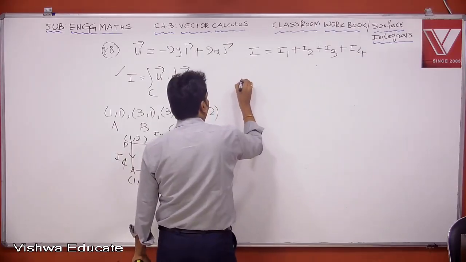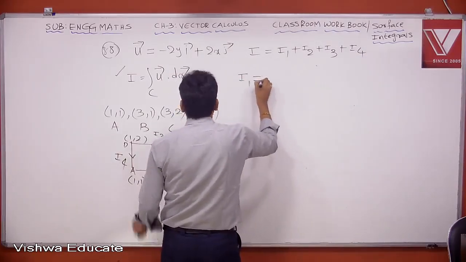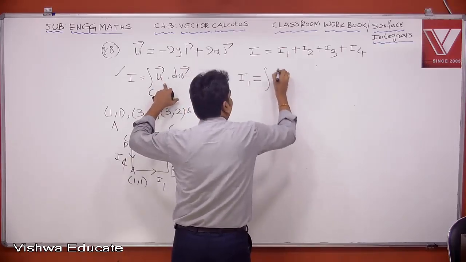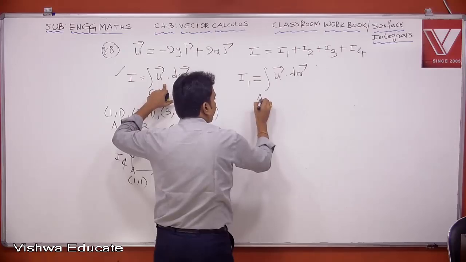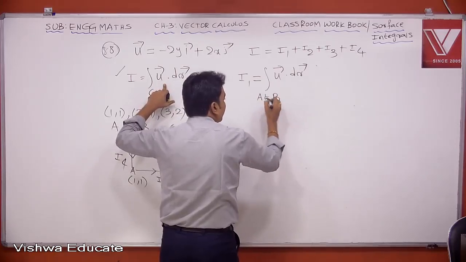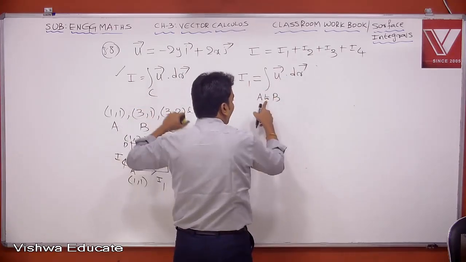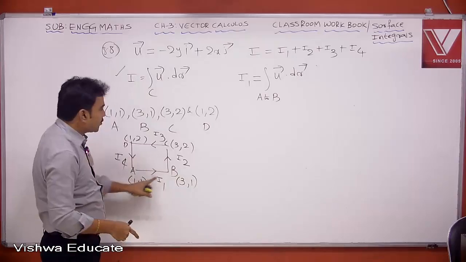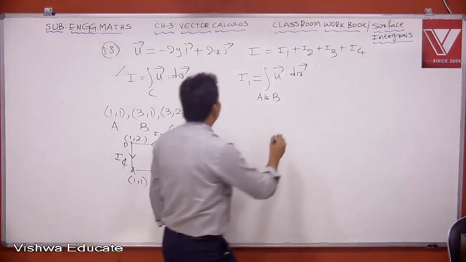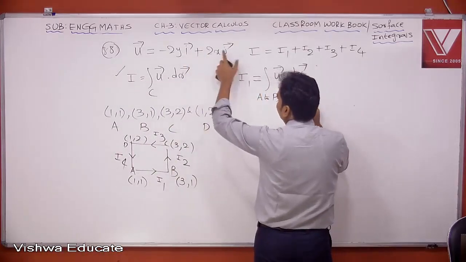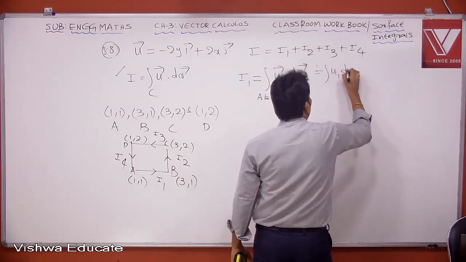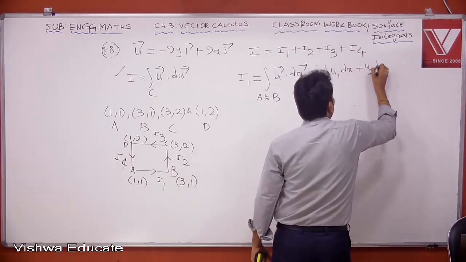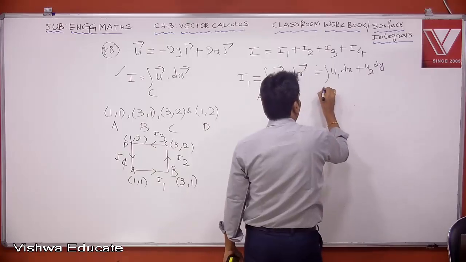So I1 is the actual line integral, integral u bar dot dr bar, from A to B. I1 is a line integral along a curve joining the points A to B. Now you can see here it is given only in terms of i and j; the k bar component is not given. So this is integral U1 dx plus U2 dy from A to B.